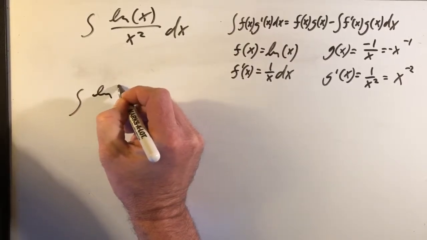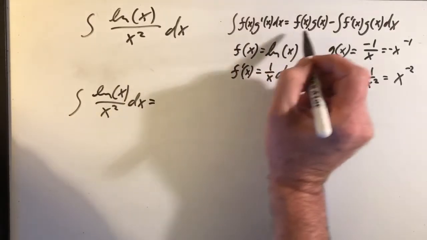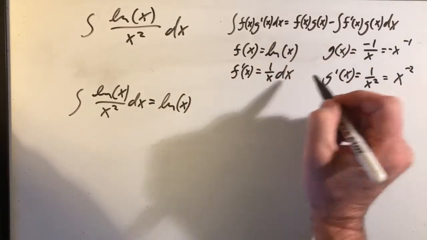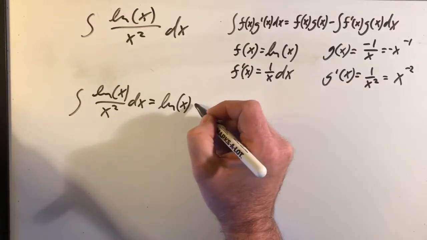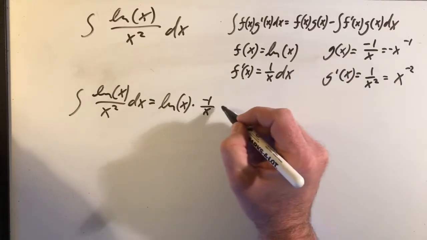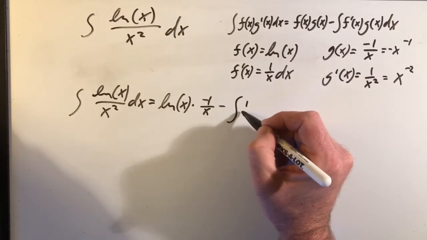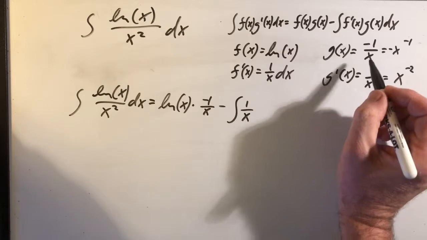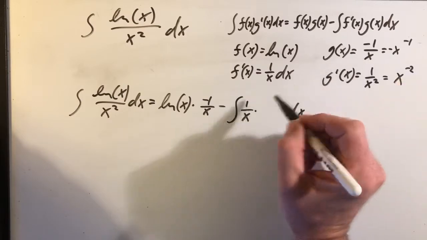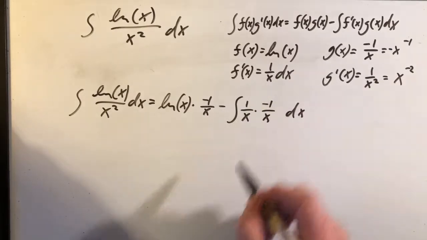So I have the integral of ln x over x squared dx equals, then I go to my formula, ln x multiplied by negative 1 over x as my g of x, minus the integral, and I'm looking here at 1 over x as f prime, and then my dx. And then I'm back to negative 1 over x, here's my g of x.